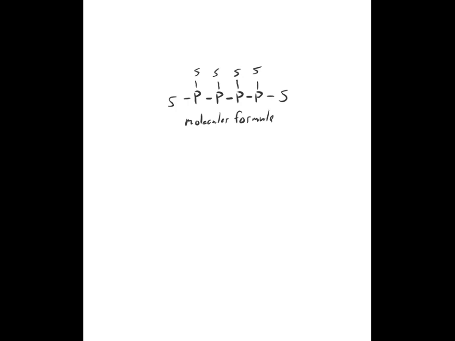Now, that's the molecular formula. The empirical formula was P2S3, right? So that one is not the actual formula. It's not what the actual number of atoms in the compound is. It's just the ratio. It's the smallest ratio you can get. 2 to 3 is the same ratio as 4 to 6. So let me show you another example. Got time for one more.